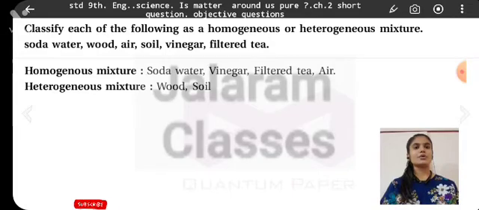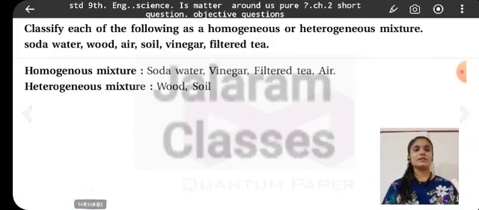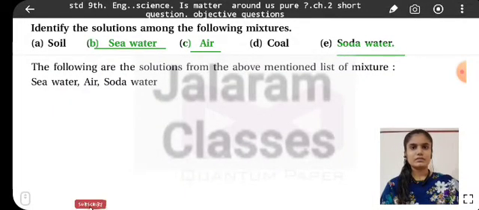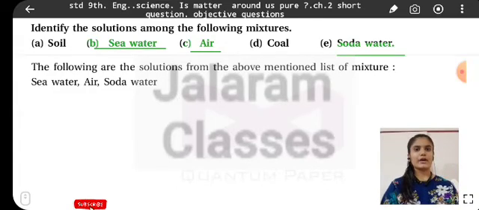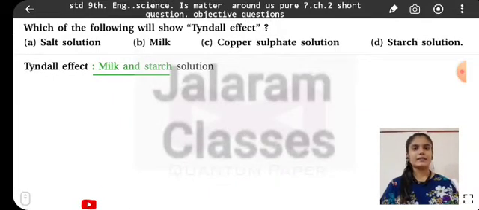Classify each of the following as a homogeneous or heterogeneous mixture. Soda water, wood, air, soil, vinegar, filter tea. Homogeneous mixtures are soda water, vinegar, filter tea, air. And heterogeneous mixtures are wood and soil. Identify the solution among the following mixtures. Soil, seawater, air, coal, soda water. The following are the solutions from the above mentioned list of mixtures. Seawater, air and soda water are solutions. Which of the following will show Tyndall effect? Milk and starch solution will show Tyndall effect.